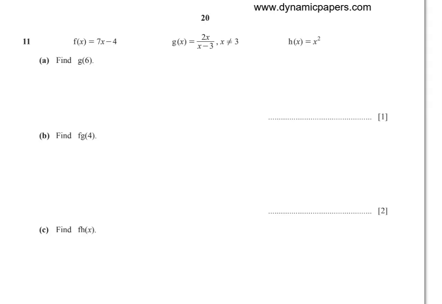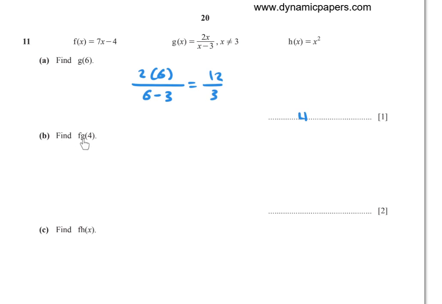Number 11, f(x) equals 7x minus 4, g(x) equals 2x over x minus 3, h(x) equals x to the power of 2. Find g(6). So put x equals 6 in g. So 2 multiplied by 6 over 6 minus 3 equals 12 over 3 equals 4.